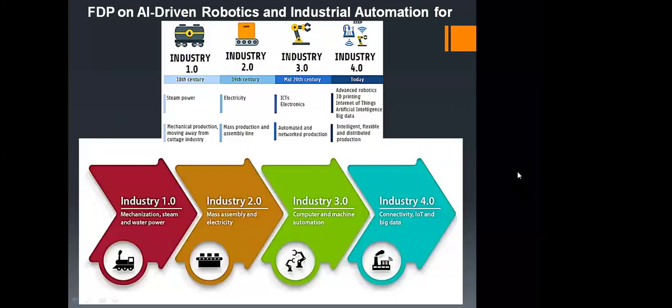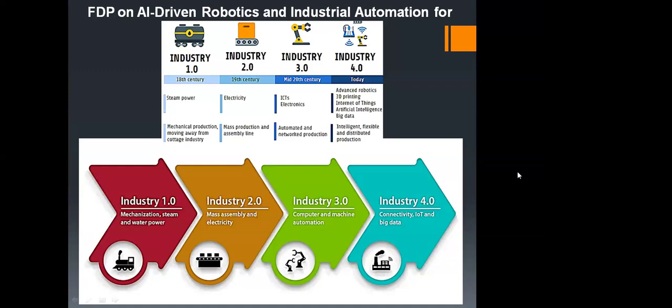We have already come across these terminologies in other sessions, where various eminent speakers have given lectures on each of these subtopics under Industry 4.0. So first I'll summarize for one or two slides about Industry 4.0, then I will go to the technology part.